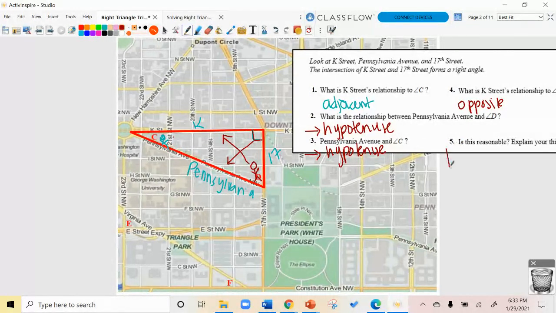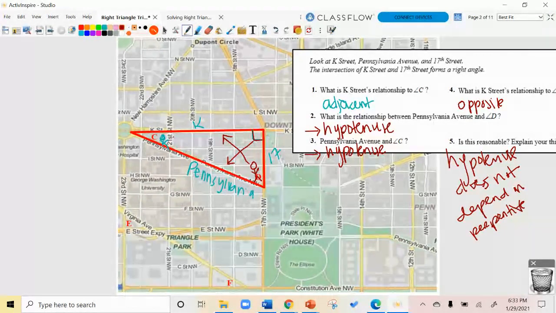Yeah. The hypotenuse doesn't change. The hypotenuse does not depend on perspective. We had never said the words opposite and adjacent in relation to a right triangle until the end of last week. But you were still able to identify the hypotenuse. So don't lose those things that you did know.